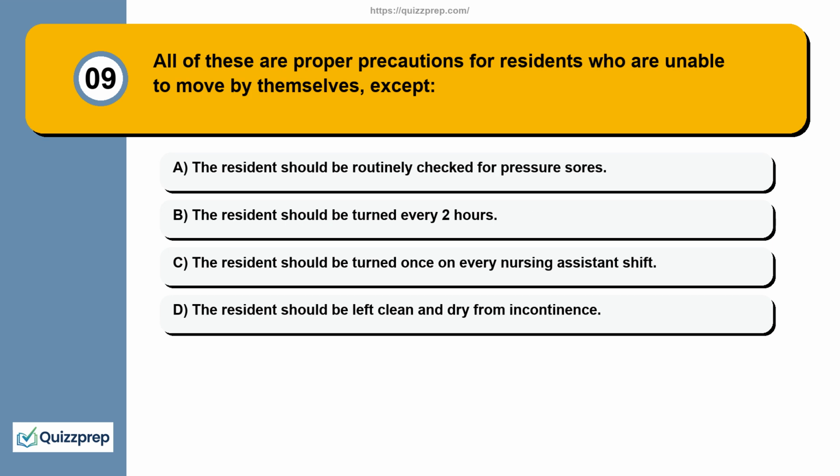Question 9. All of these are proper precautions for residents who are unable to move by themselves, except the resident should be routinely checked for pressure sores. The resident should be turned every 2 hours. The resident should be turned once on every nursing assistant shift. The resident should be left clean and dry from incontinence.